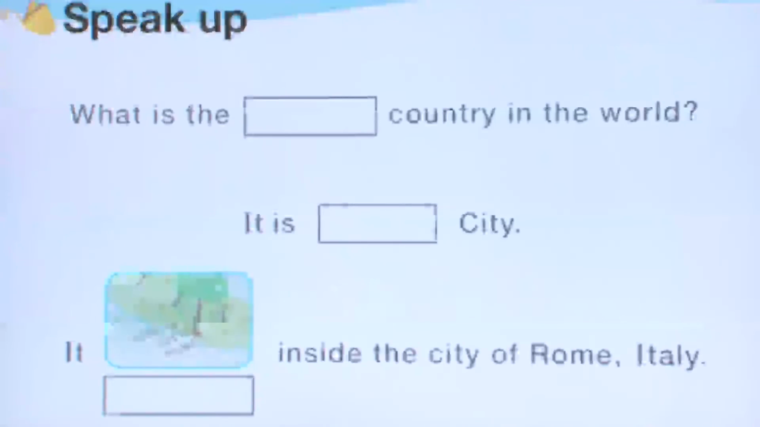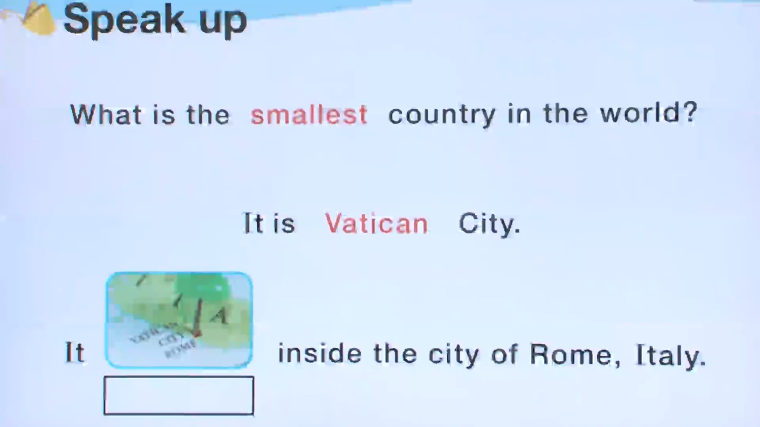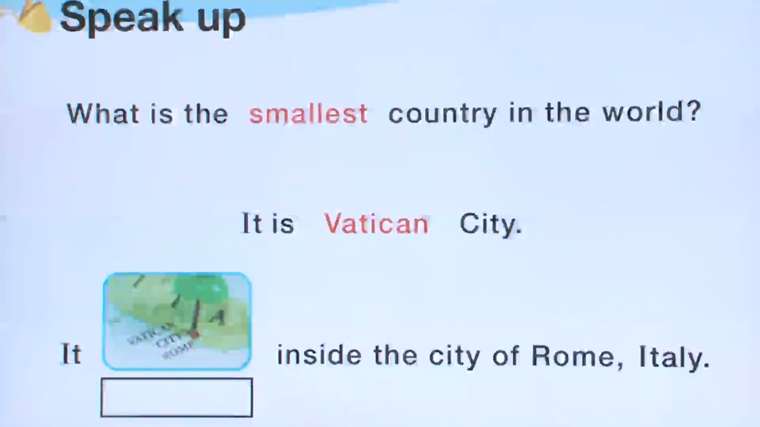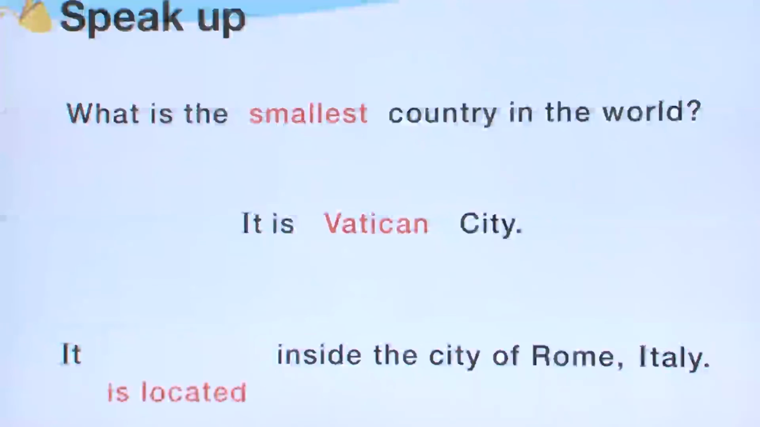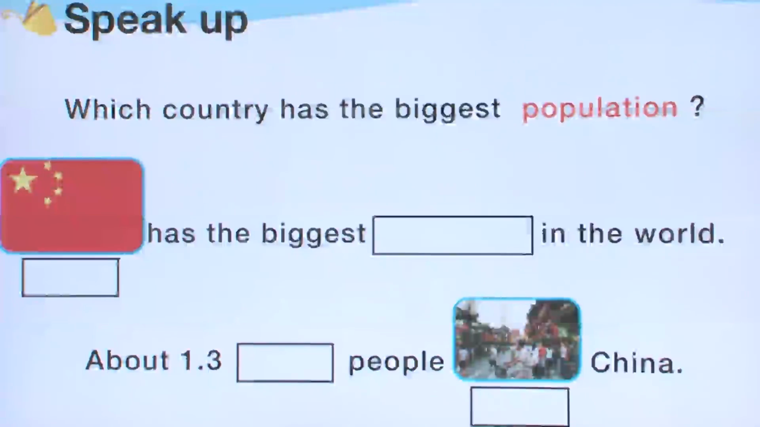Now, what's next? What is the blank country in the world? Smallest country in the world. It is Vatican City. It blank inside the city of Rome. It is located inside the city of Rome, Italy. Wow. Which country has the biggest population? Population.